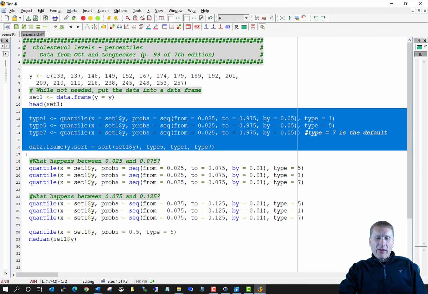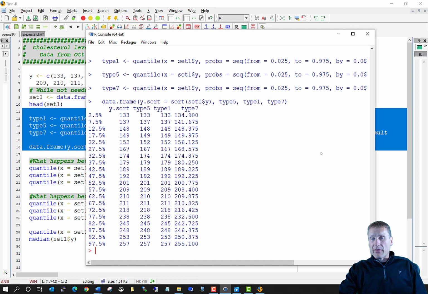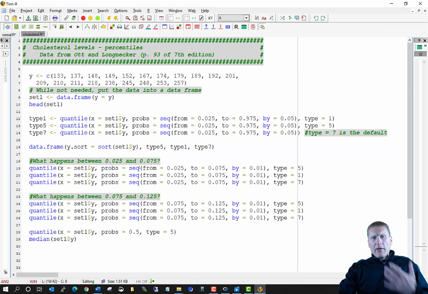Well, let's take a look at how these values differ amongst the different types. We can see type 1 and type 5, as I said before, are exactly the same. But we can see that you could get different values, and type 7 does give you slightly different values throughout here. Where you often see more differences amongst quantiles and percentiles is if you have a set of 20 data values, as we do here with these cholesterol levels. If you look between the 2.5 and 7.5 percentiles, you'll see where differences occur.